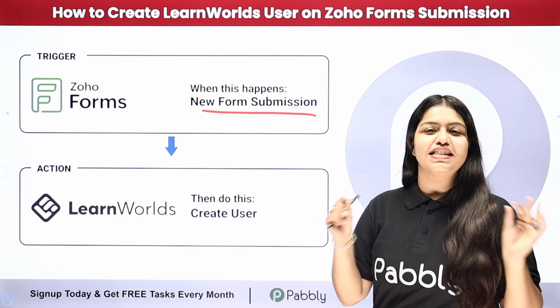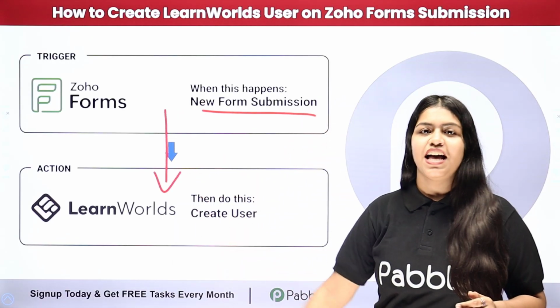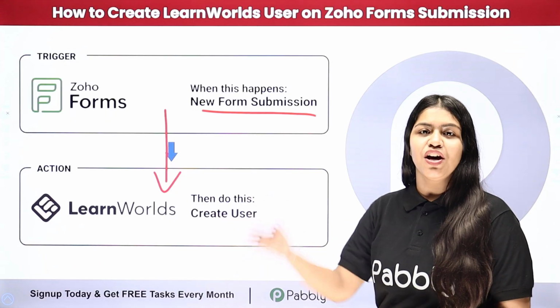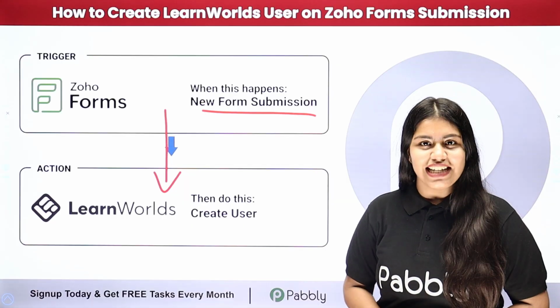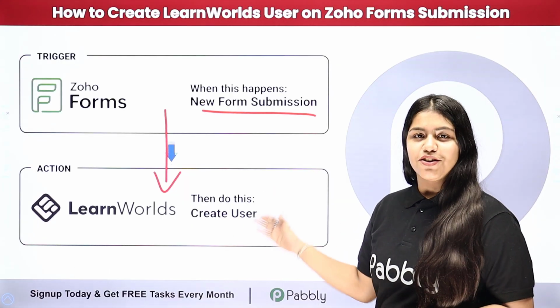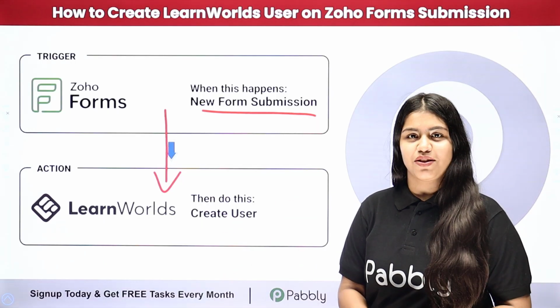So to do this, we are simply going to create a connection between Zoho Forms and LearnWorlds. To create this connection without knowing any programming or coding language, we are going to use Pabbly Connect. It is an amazing automation software. So do you also want to create this automation for your business? Then for that you have to come with me towards my screen.